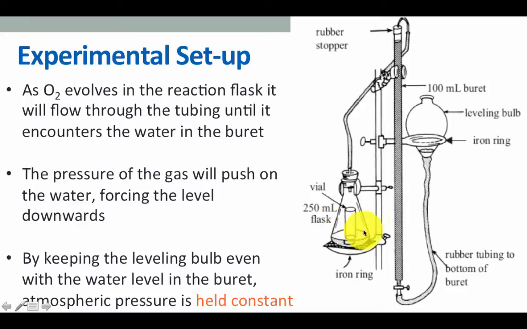Next, you will vigorously shake your Erlenmeyer flask so that your small vial of potassium permanganate solution will spill into your hydrogen peroxide. Then a rapid chemical reaction will occur and oxygen gas will evolve. The oxygen gas will flow up out of the Erlenmeyer through the tubing into the top of your burette and push down on the water in your burette. While the water is being pushed down, it's important to have someone watching the leveling bulb and moving it down accordingly. This again will maintain atmospheric pressure in the system.